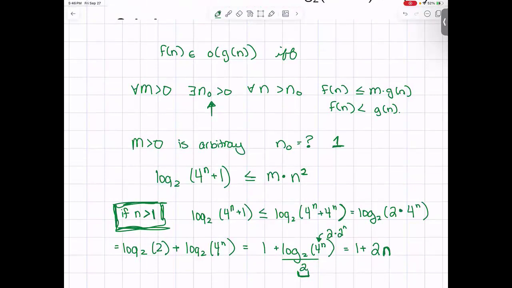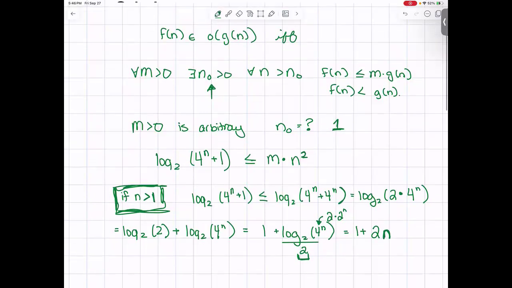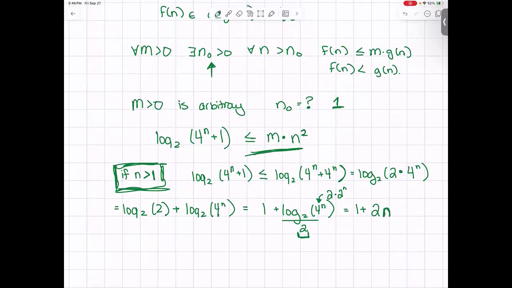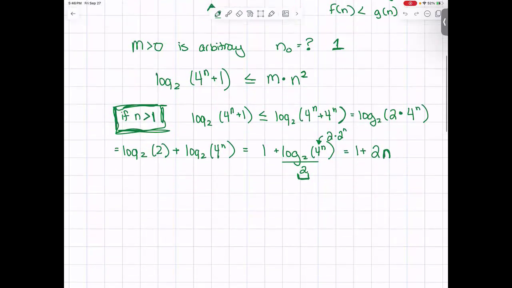So once we've gotten that far, we'll be able to finish determining what our n naught needs to be by also considering the other side of this, right? We have to figure out the other side over here. So now we have log base 2 of 4 to the n plus 1 is less than or equal to 2 to the n plus 1, which is less than or equal to m times 2 to the n squared.